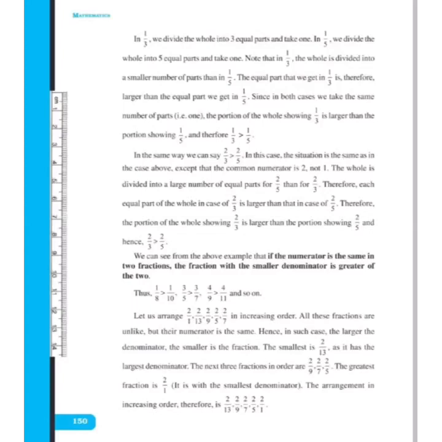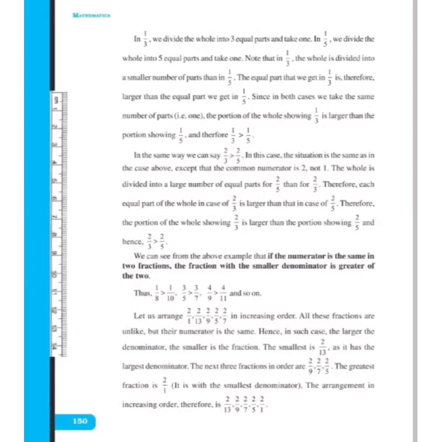Now children, see on page number 150, let us arrange 2 by 1, 2 by 13, 2 by 9, 2 by 5 and 2 by 7 in increasing order. That means from small to big. Children, here all the numerators are the same, so we have to see the denominators. So, which denominator is greater? Yes, 13. So, 2 by 13 is the smallest fraction among these fractions.